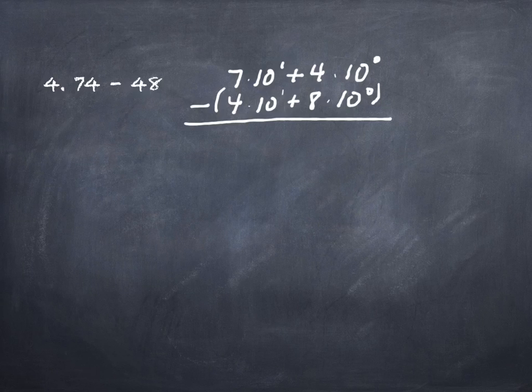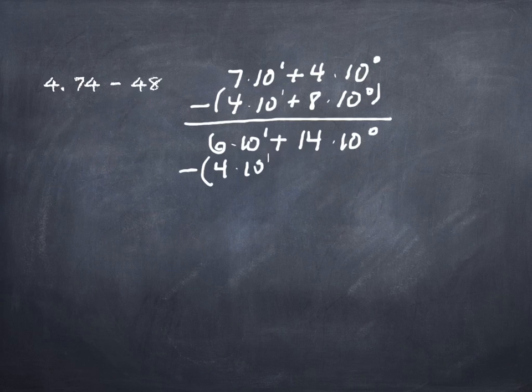And the way that we borrow is that we actually are going to take one away. So our idea is that we're actually going to rewrite that first line as 6 times 10 to the first plus 14 times 10 to the 0. In other words, we're going to borrow that one. And then we can subtract 4 times 10 to the first and the 8 times 10 to the 0. So we have 14 minus 8.